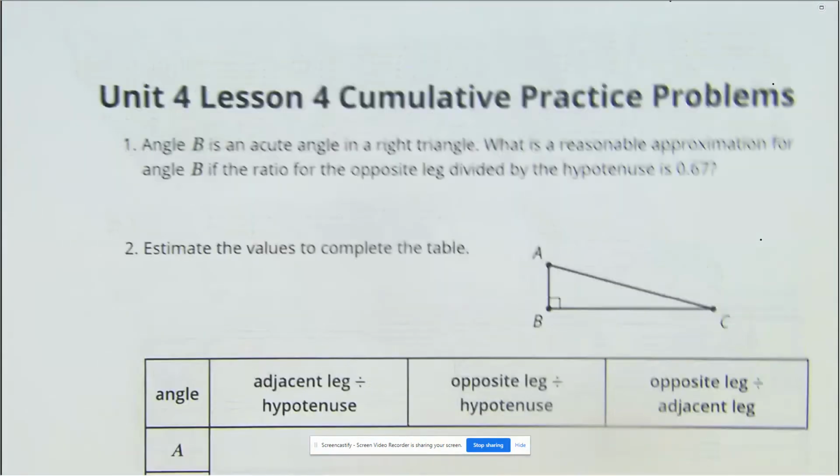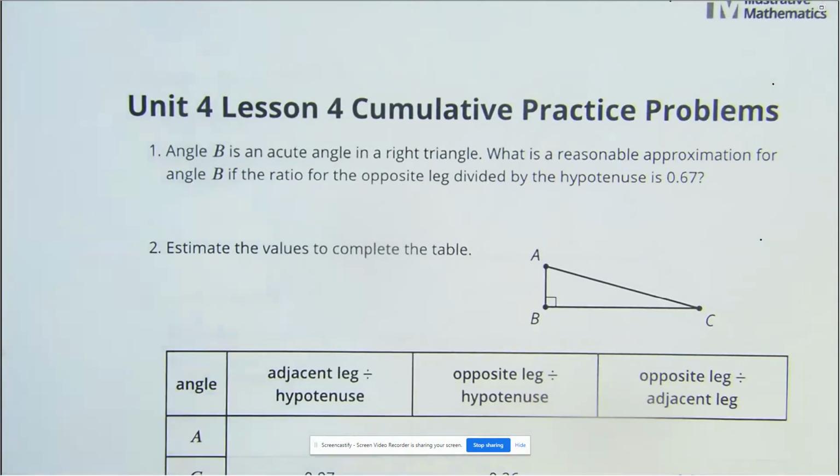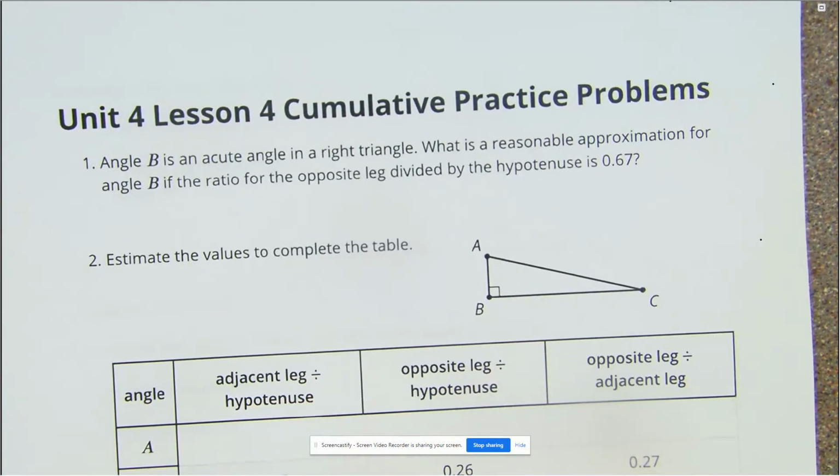I'm going to be going over your homework problems. You could either be doing these in the Desmos slides, or in your book, or you could print them out or ink on them on a PDF. Nevertheless, here we go. Number 1, angle B is an acute angle in a right triangle.